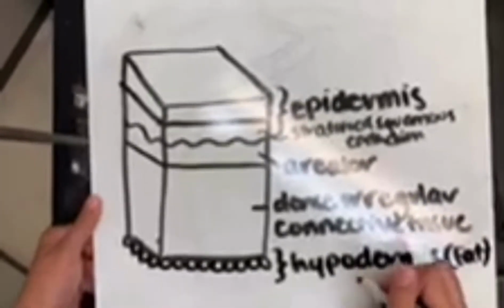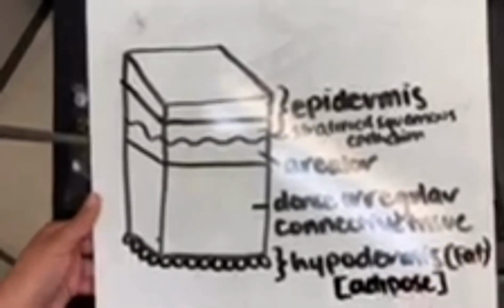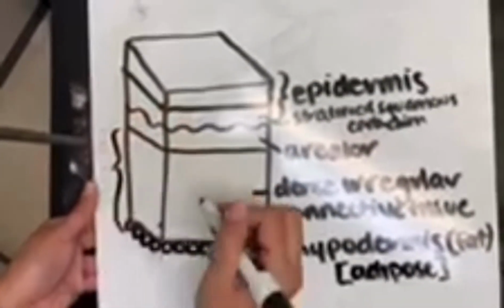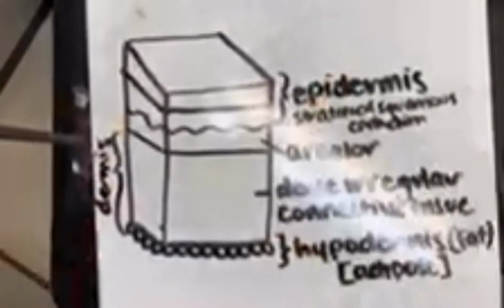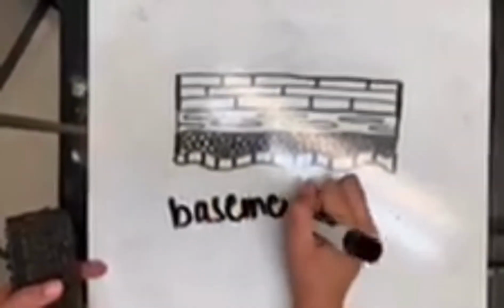So like I said, we have the epidermis, which consists of stratified squamous epithelium. And then we have the dermis, which is the areolar tissue and the dense connective tissue. After that is the hypodermis, which is adipose.